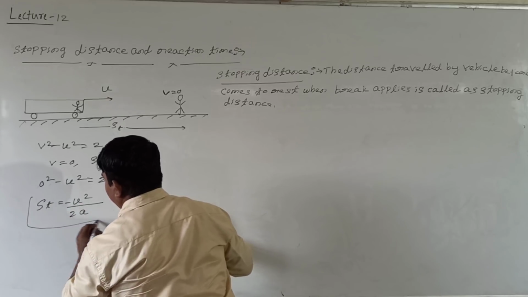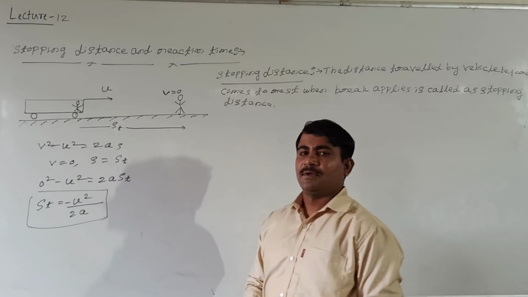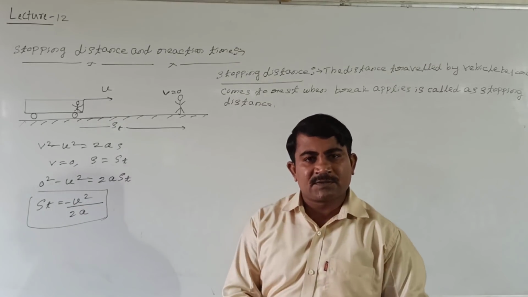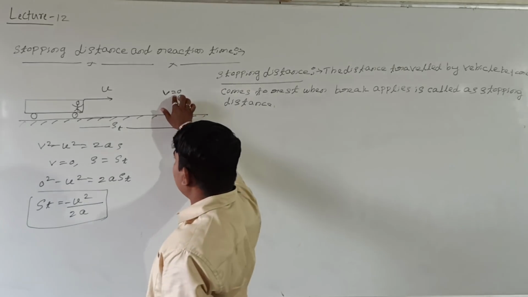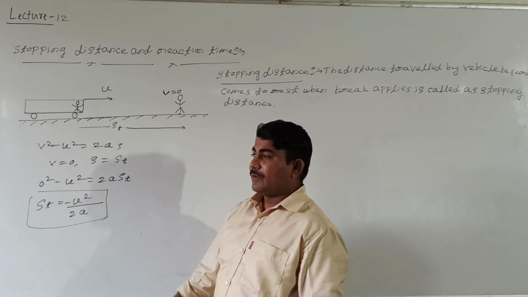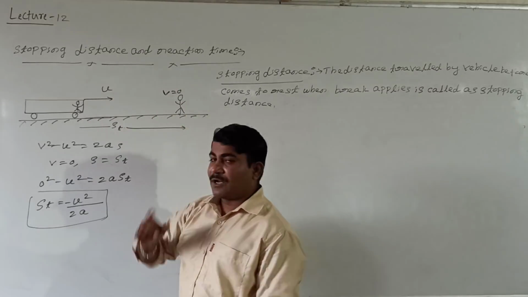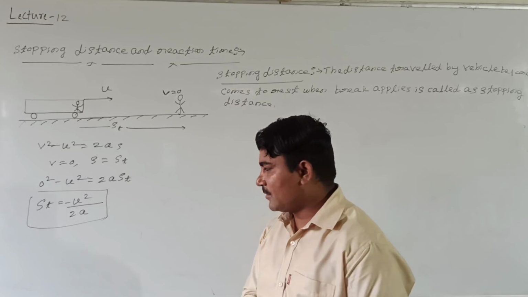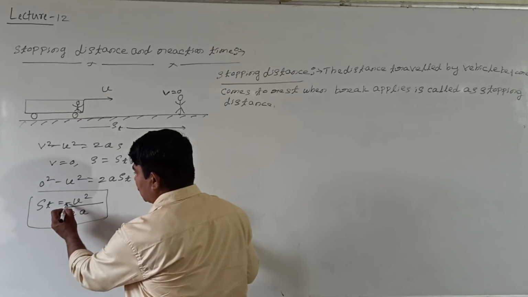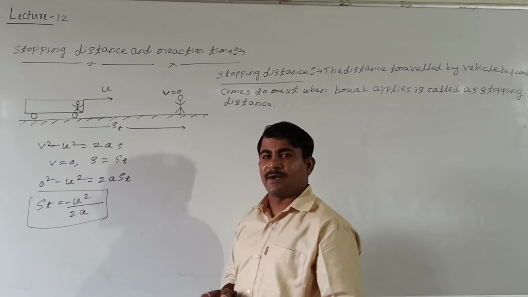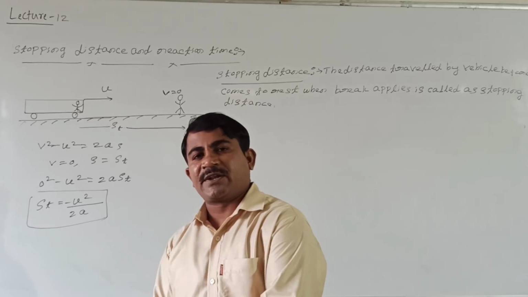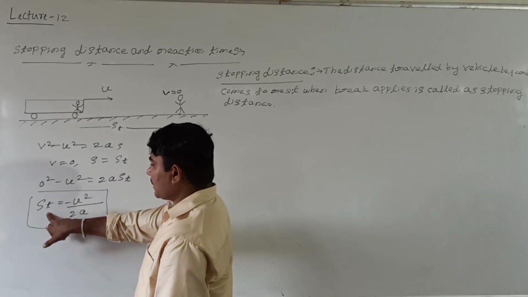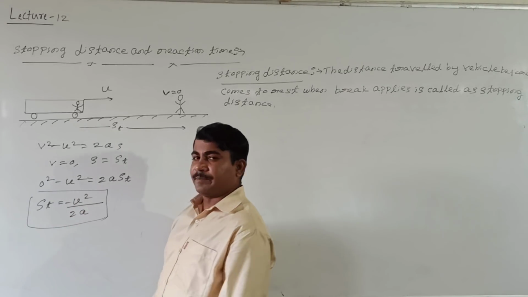What is the minus sign? Here the minus sign means the acceleration is negative. Why is acceleration negative? The final velocity is 0, the initial velocity is there, and when the final velocity is less than the initial velocity, we call the acceleration negative. The negative sign indicates the acceleration attained by the vehicle is negative. Then the stopping distance is equal to minus u square by 2a.